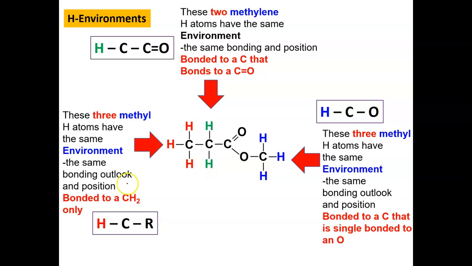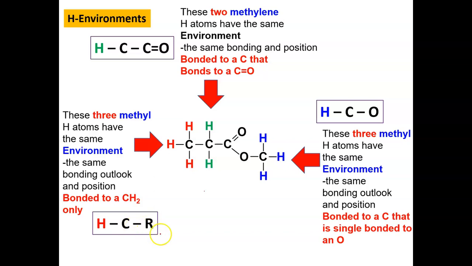Every one of the 3 red hydrogens has exactly the same outlook. They are H's bonding to a carbon, which is bonding to a methylene group and 2 other H's. You can say that about each of the 3 red H's. So this type of H is referred to on your data sheet as a H bonding to carbon bonding to R, where R is other hydrocarbon. These are very common indeed.